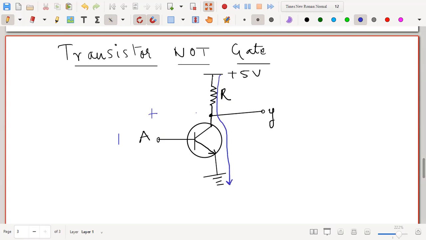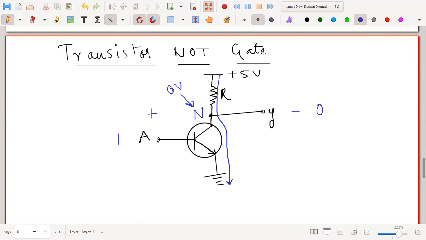Let us call this point N. Since the current will flow through this transistor, all the voltage would be dropped across this R, and the point N would be driven to ground potential, that is 0 volt. Now since the point is driven to ground potential, the output Y would also be at ground potential, that is logic 0, or you can write 0 volt. So in this way, the transistor NOT gate works.